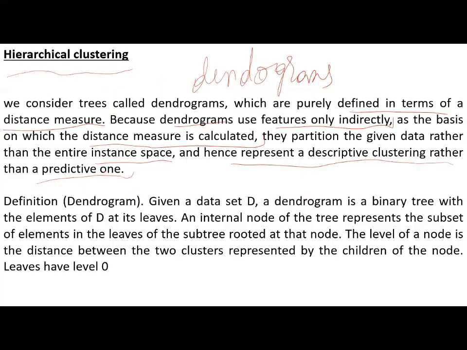Let me tell you again. We can say trees are called dendrograms, my dear friends. The only difference between decision trees and dendrograms is that dendrograms use features only indirectly. Indirectly, it uses features, but a distance measure is calculated. This is important. The distance measure is calculated and they partition the given data rather than the entire instance space. They divide the given data on distance measure.